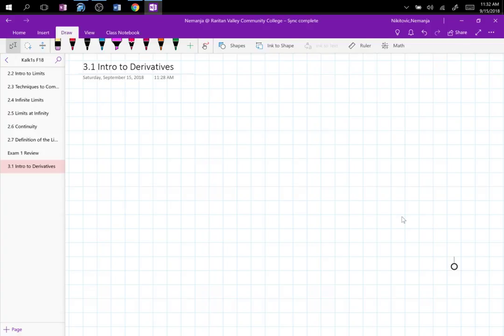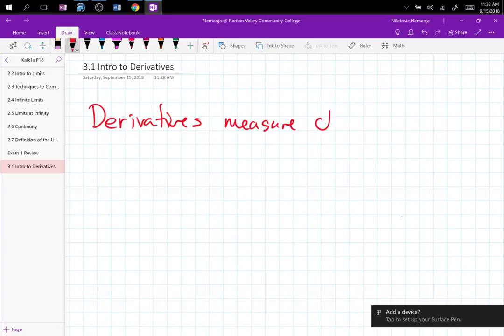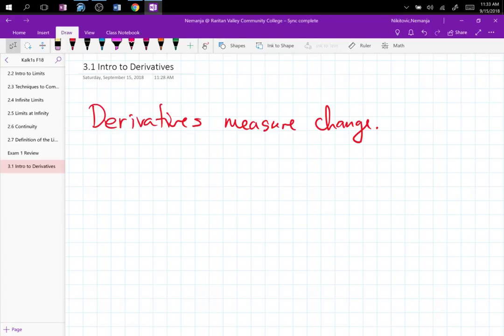So I'm going to start by making sure you know that derivatives measure change.